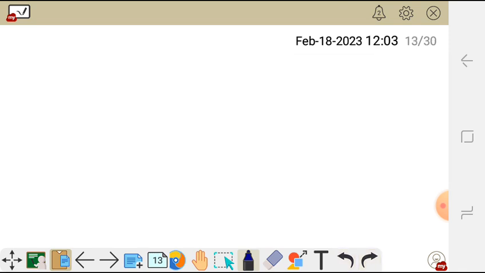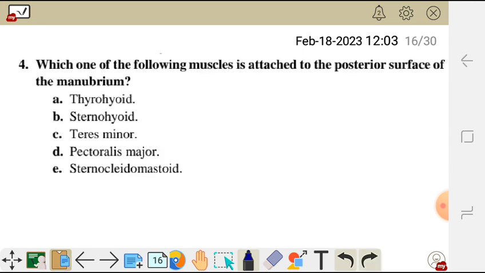We move on to question 4. Question 4 reads, which one of the following muscles is attached to the posterior surface of the manubrium? A, thyrohyoid muscle, B, the sternohyoid, C, teres minor, D, pectoralis major, and E, the sternocleidomastoid muscle.